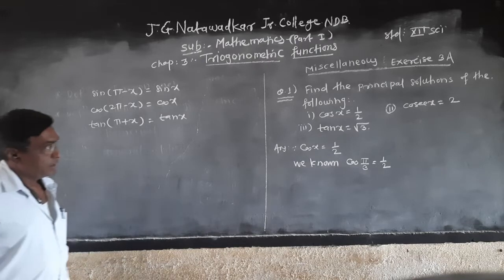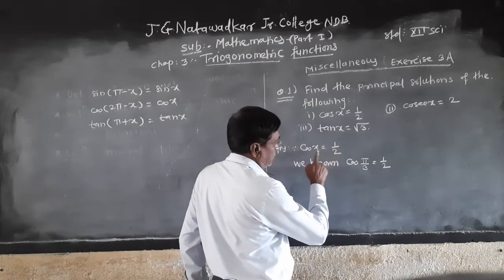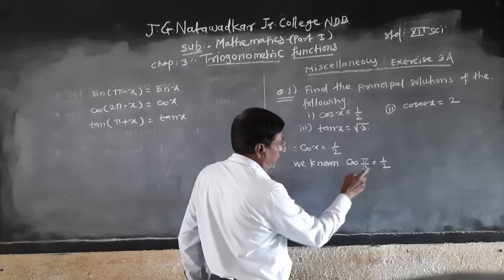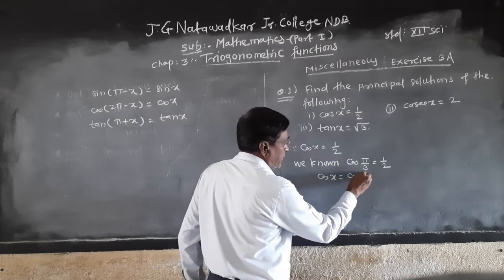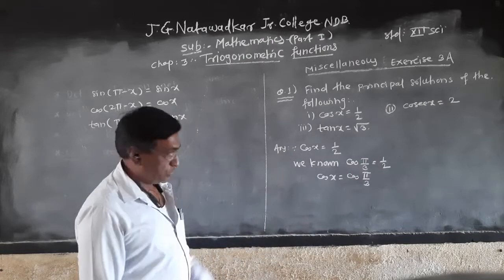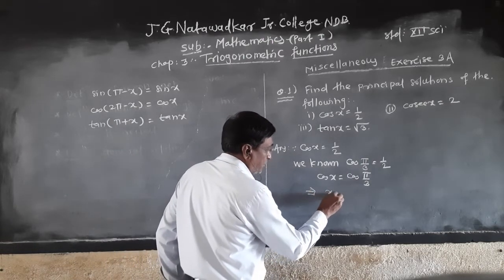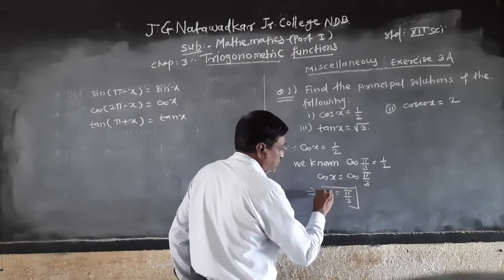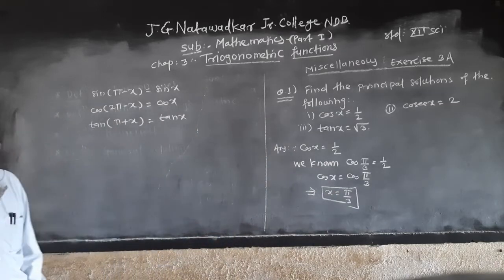Okay. Now this 1/2 is the given equation, and this is what we already know. So by comparing both equations, we get cos x is equal to cos of pi by 3, because their right hand sides are the same, so their left hand sides are also. Therefore we get x is equal to pi by 3. Okay, so this is the first value of this principal solution.